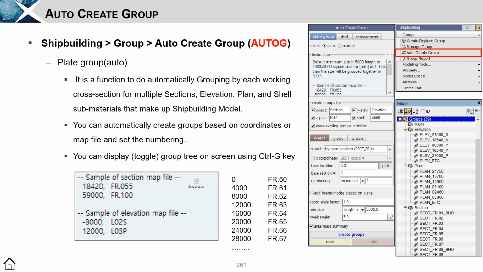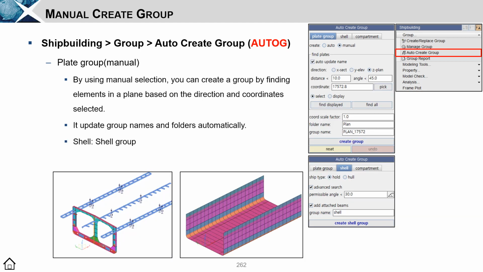When the main area option is enabled, the cross-sections with an area less than the input values will be created in the group with the name of etc. This is to prevent too many groups from being created. By selecting the manual option, you can create a group by finding elements in a plane based on the direction and coordinates selected. It updates group names and folders automatically. It also automatically recognizes the model's outshell and groups it.